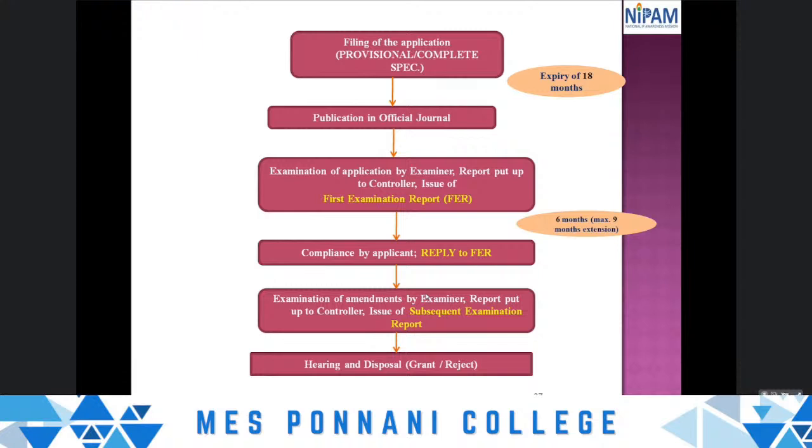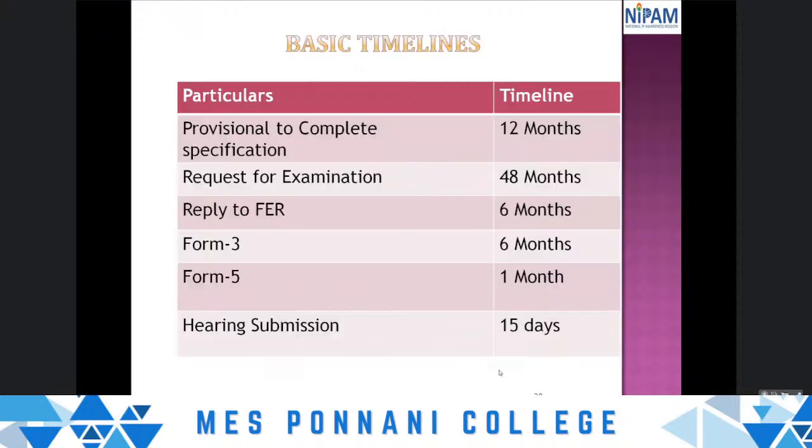Once the applicant gets this first examination report, he will have a time of 6 months to file a reply to the FER. Once this reply is filed, it will again be examined by the examiner, and depending upon the merits of the case, it may proceed towards a grant or rejection. Before that, a hearing would be conducted through video conferencing, or a physical hearing also can be conducted. Depending upon the merits of the case, it will either proceed towards a grant or rejection.